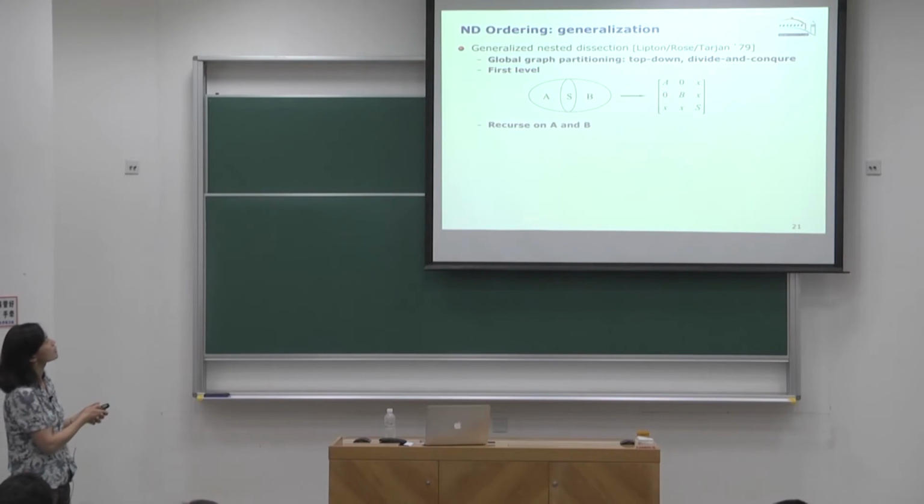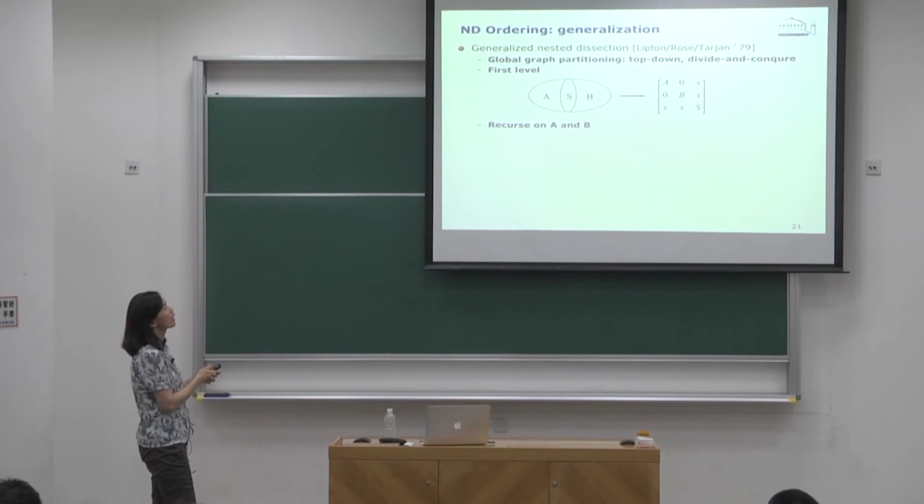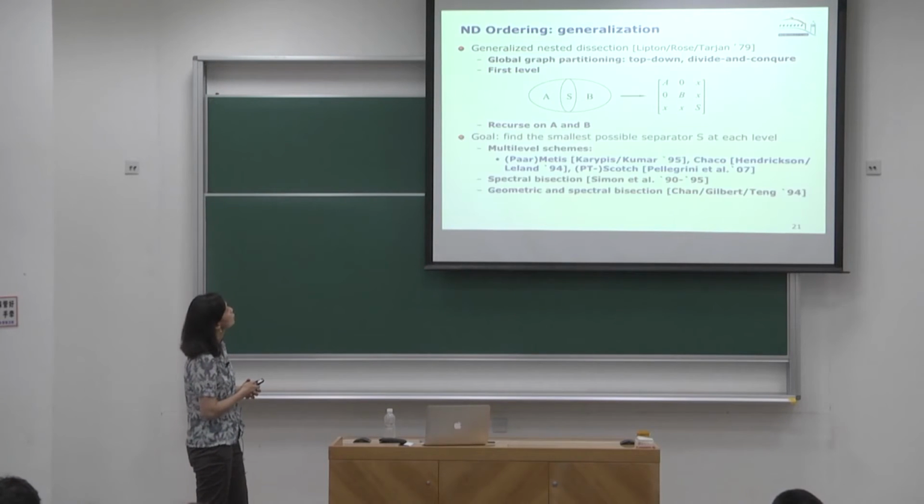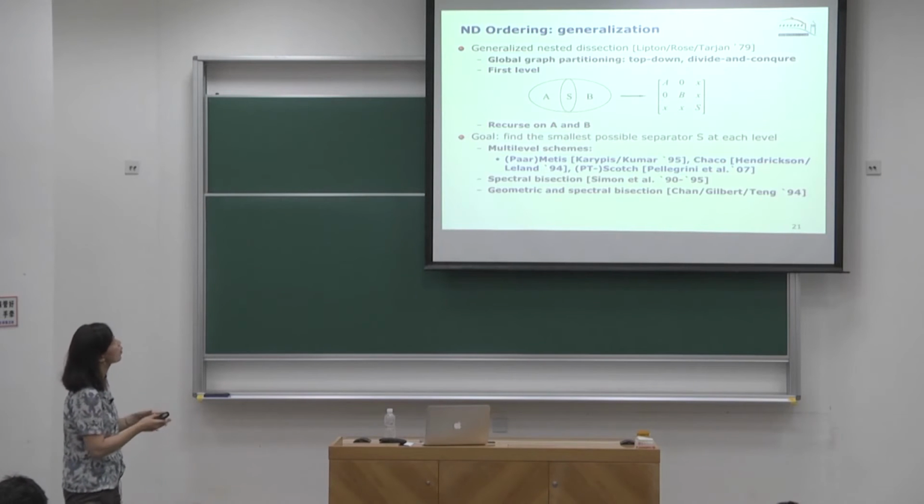So if S is small, this 0 block will be big. So then this 0 block is preserved, right? So then you essentially maximize the 0 block, minimize the fill. So that's the critical thing, is to find the separator which is as small as possible. And there are a lot of different heuristics. And currently the software available, oh, there's a typo here. It's METIS or ParMETIS without this A.